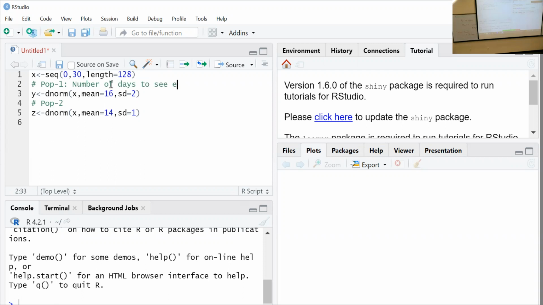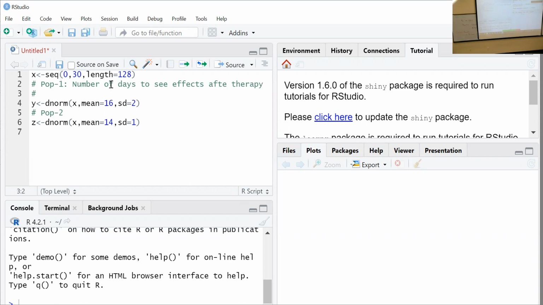to see effects after therapy. So you keep going to therapy and then you wonder, well, how many days does it take? People did a survey, whatnot. The population 1 is a null. So we are saying that the average is going to be 16, probably has a standard deviation of 2.